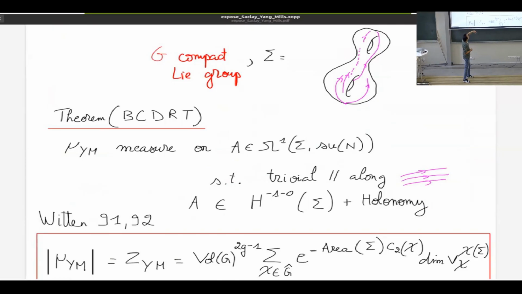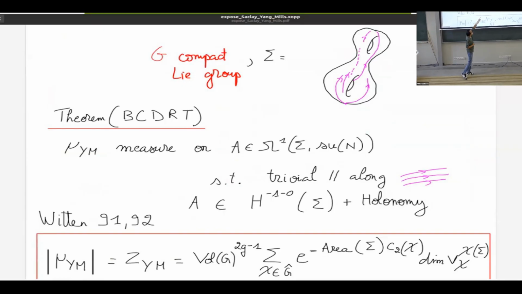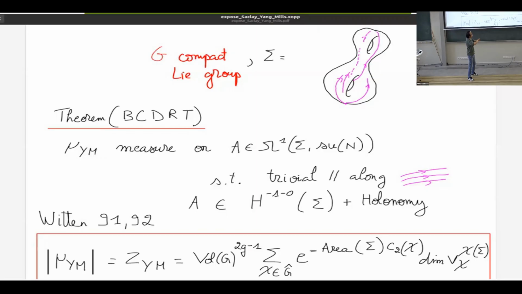So G is a compact Lie group. You are given your surface sigma. So what we do is that we construct a measure on one-forms over the surface sigma valued in the Lie algebra. This one-form gives trivial parallel transport along certain lines that I draw in purple. And these one-forms, these random one-forms, are singular. So they are not smooth one-forms, not C1 one-forms, but they are rough objects. So here I give you the regularity of the objects, Sobolev -1 minus.